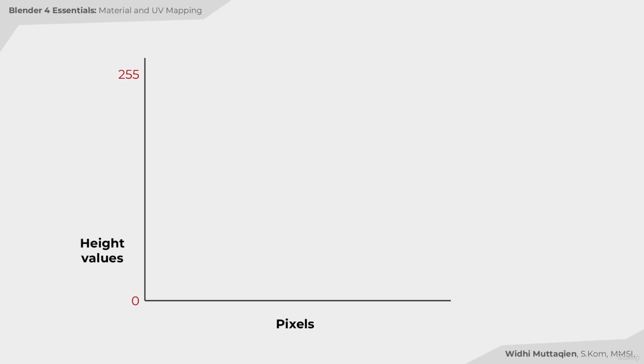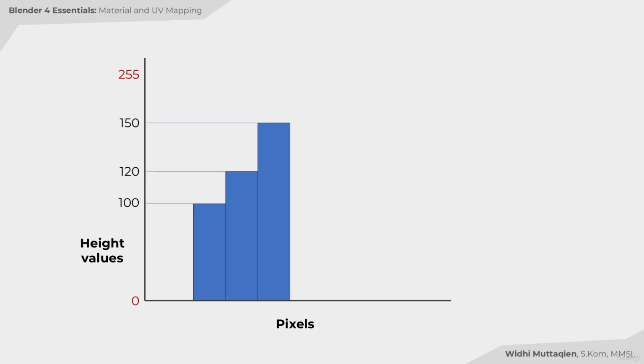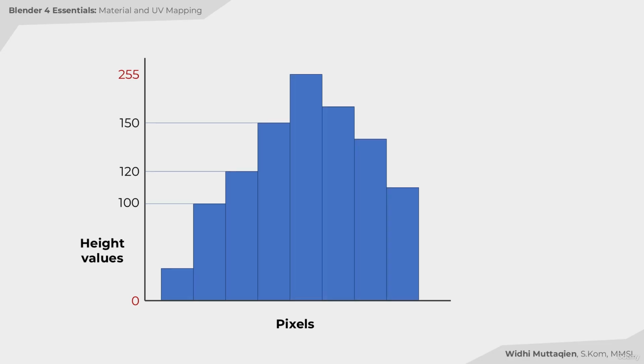Imagine we have several pixels we want to give height information to. We can set a height value of 100 for pixel number 1, then 120 for pixel number 2, then 150 for pixel number 3, and so on. Notice how the surface created by these pixels is jagged or stepped. It cannot create smooth diagonal slopes.